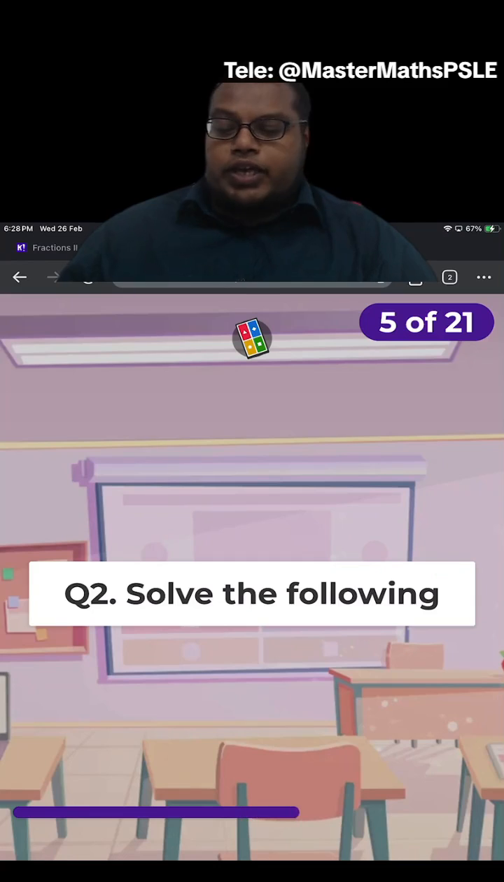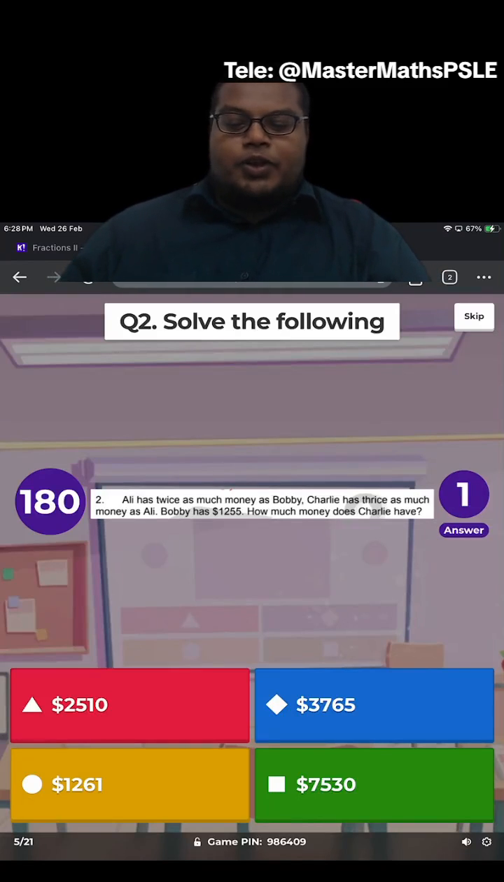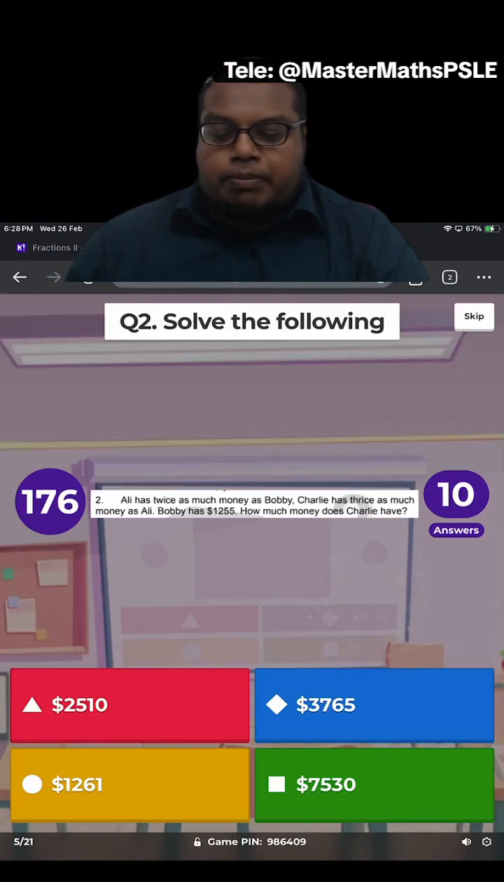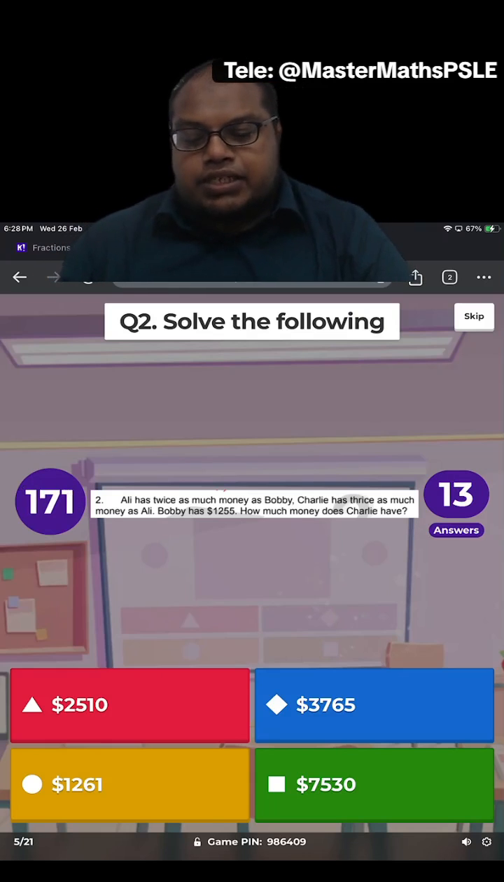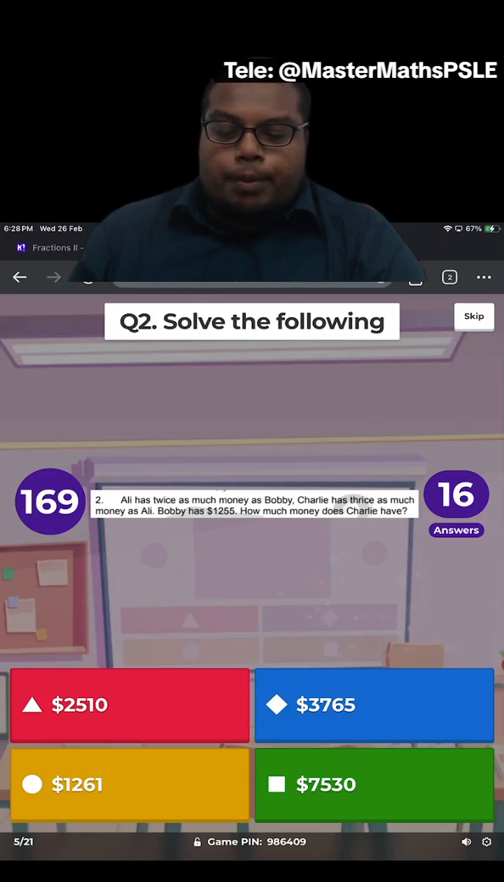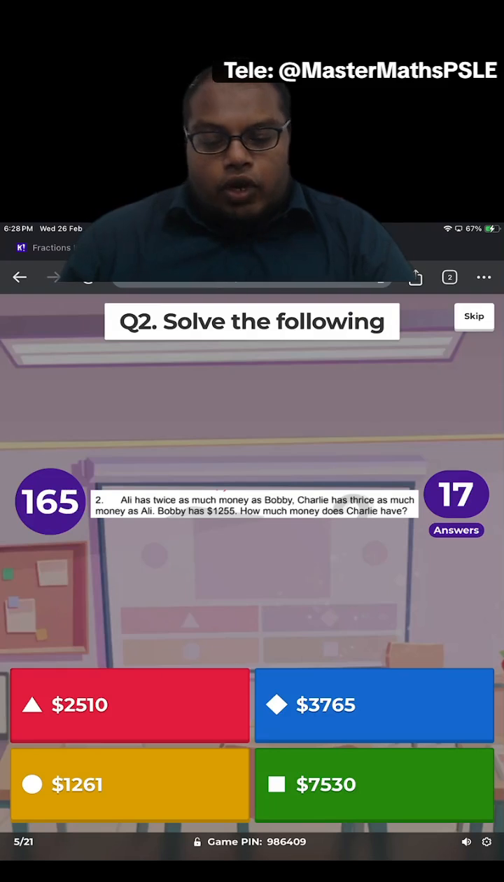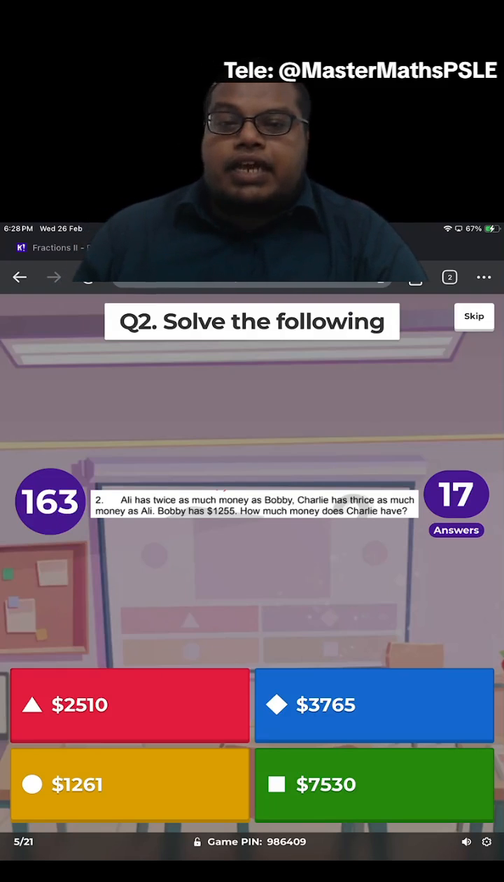Solve the following. What do you think the question is going to be? Okay, Ali has twice as much money as Bobby. Charlie has thrice as much money as Ali. Bobby has $1,255. How much money does Charlie have?